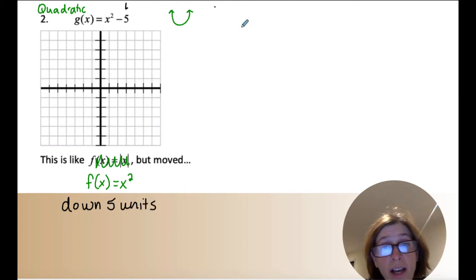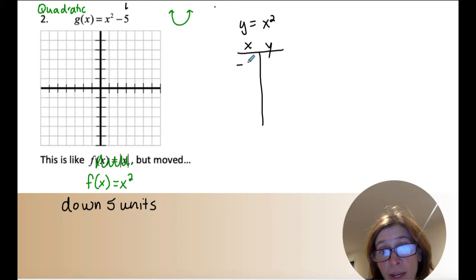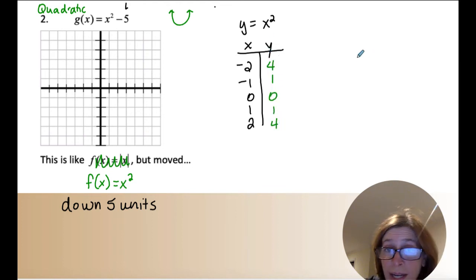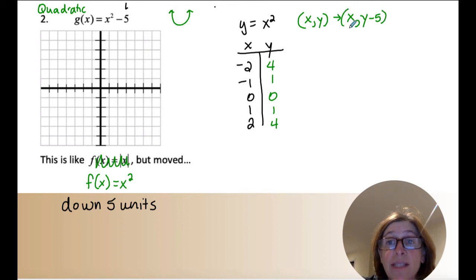Let's talk about the parent graph, y equals x squared. The points we always agreed we were going to put on that one were also -2, -1, 0, 1, and 2. Those were good inputs. The outputs, though, would be different. They would be 4, 1, 0, 1, and 4, because we're squaring it. So if this is shifting down 5, that means the y's are changing. My x, y would then change by the rule x, y minus 5. So I'm going to subtract 5 from all of my y's for my new function.